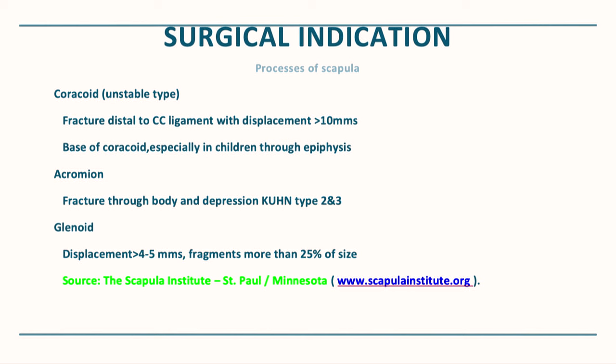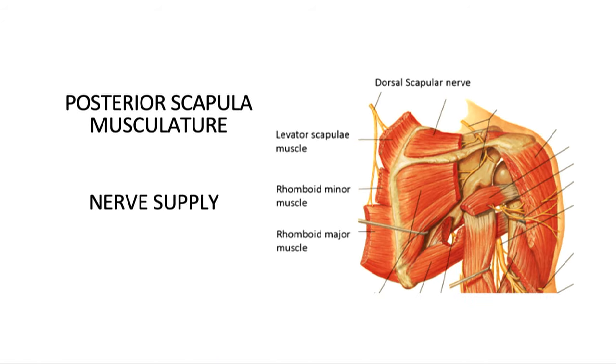Indications of appendages. If the coracoid is fractured beyond the CC ligament, then the conjoint tendon pulls it if it is more than 1 centimeter displaced. Or the base of coracoid, especially since it is an atavistic cartilage, atavistic epiphysis, in children it gets disrupted, in adult also. Acromion, when the fracture of acromion is being pulled by deltoid and it is impinging upon the supraspinatus, and the glenoid, you have already talked about it.